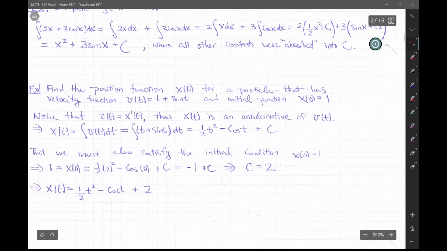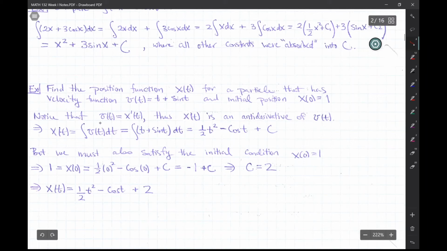In this next example, we'll get to see the importance of this constant c that we attach to the indefinite integral. So here we're asked to find the position function, x of t, for a particle that has a velocity function, t plus sine t, and initial position, x of 0 equals 1. So here, when the clock starts at t equals 0, this particle is along the x-axis at 1, for example, 1 meter.